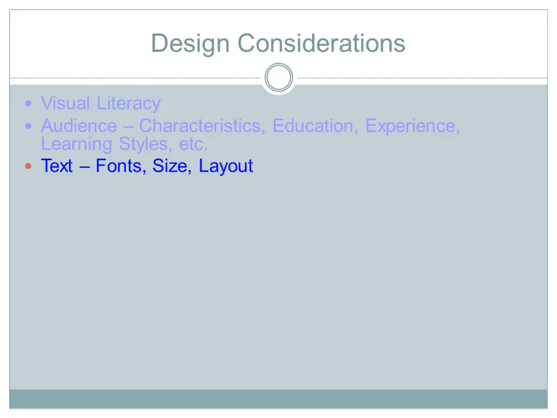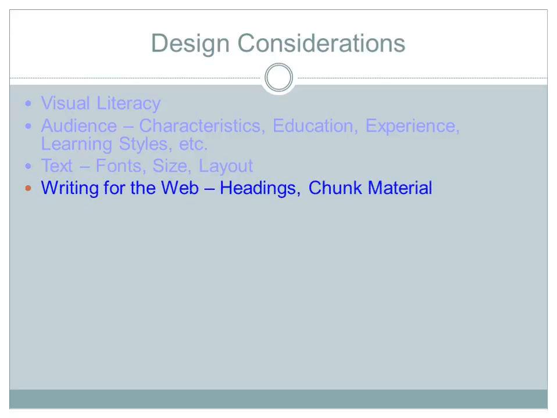When you're developing materials, think about the text, the fonts that you're using, the size of the text, and the layout. You want things to be clear. It doesn't do any good to develop something really fancy and beautiful if people can't read it. Writing for the web, you'll want to use a lot of headings and chunk material rather than providing real large blocks of information all at once.